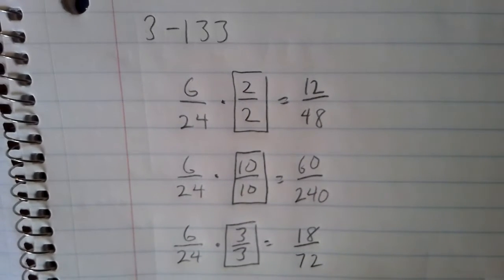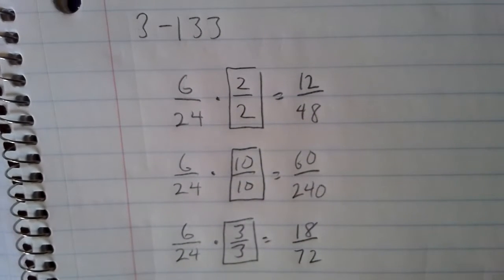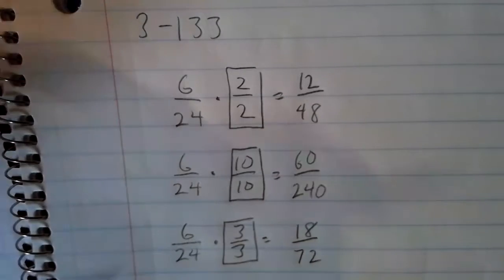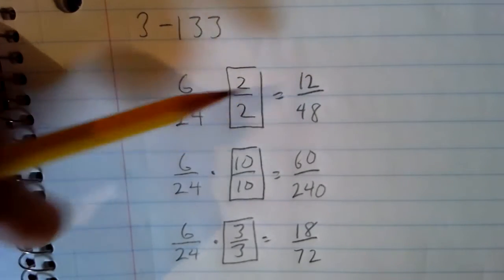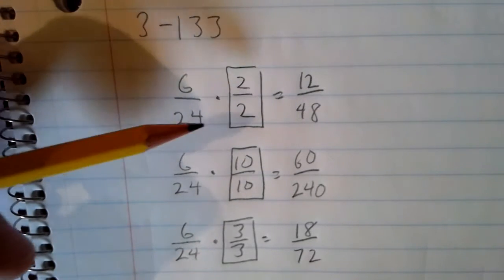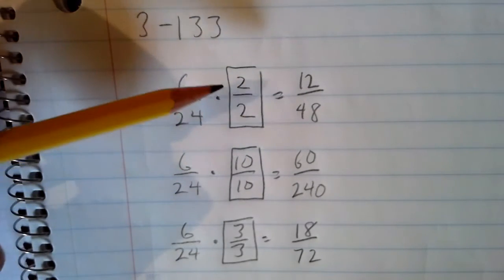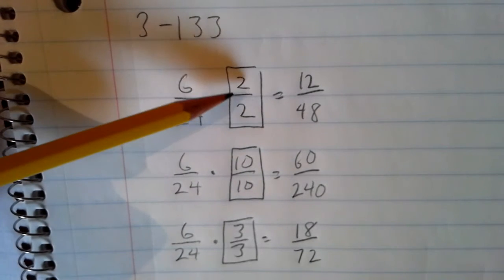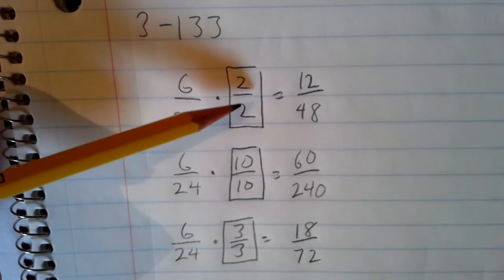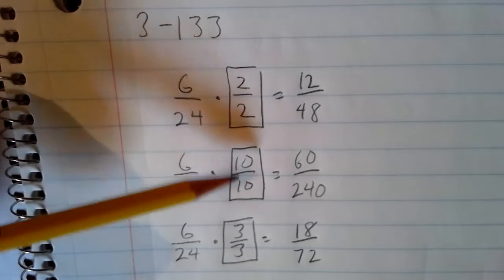Okay, so here we go. On CPM 3-133, we're using the giant 1. Any number times 1 is the same amount, so these fractions are now equivalent. Remember, in this case, we were able to make a choice what our giant 1 was going to look like. In order for it to be 1, the numerator and denominator need to be the same value, as we know.